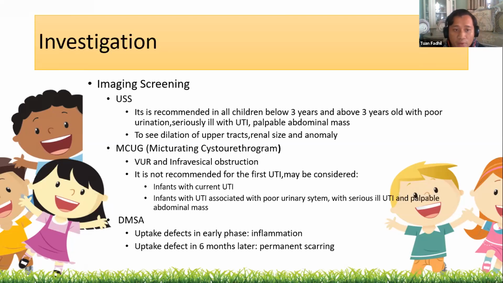Next, we can do the MCUG, which is micturating cystourethrogram, to detect VUR and also infravesical obstruction. This is not recommended for the first UTI, but it may be considered when the patient is an infant with recurrent UTI, or an infant with associated poor urinary stream and also a palpable abdominal mass.